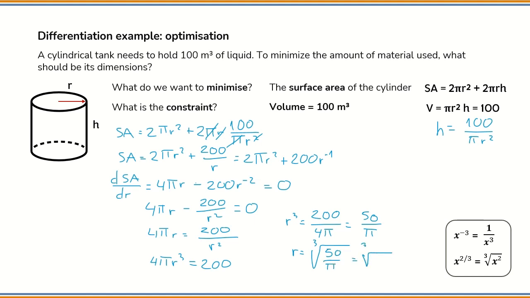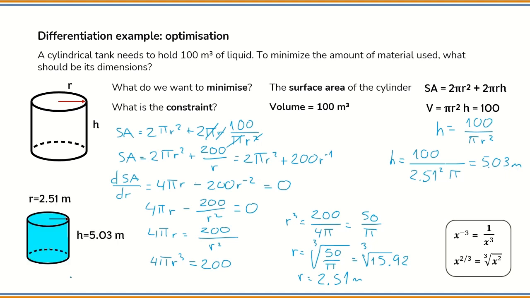This is the cube root of 15.92. So r is 2.51 meters. Now I can calculate h. h equals 100 divided by 2.51 squared times pi. And this is 5.03 meters.